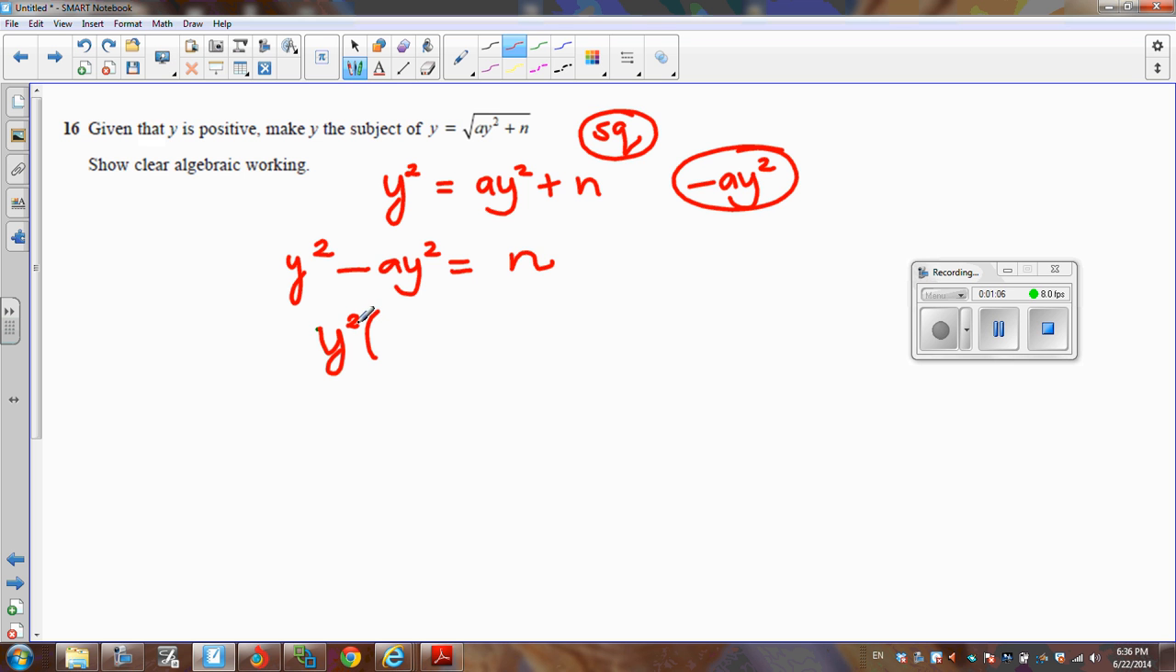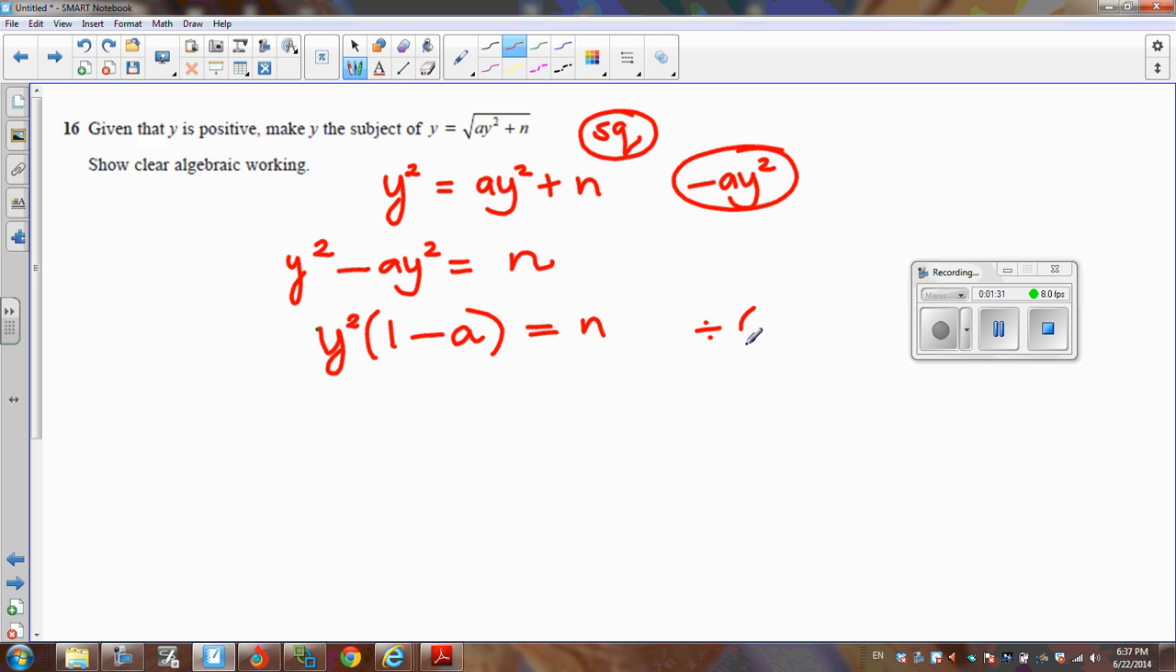Now I'm going to think, what do I multiply y squared by to get y squared? Well, that's just 1. And then what do I multiply y squared by to get minus ay squared? Well, I multiply it by minus a. And that's equal to n. Remember, factorizing here means that I get that letter that I want to make the subject to appear once instead of twice.